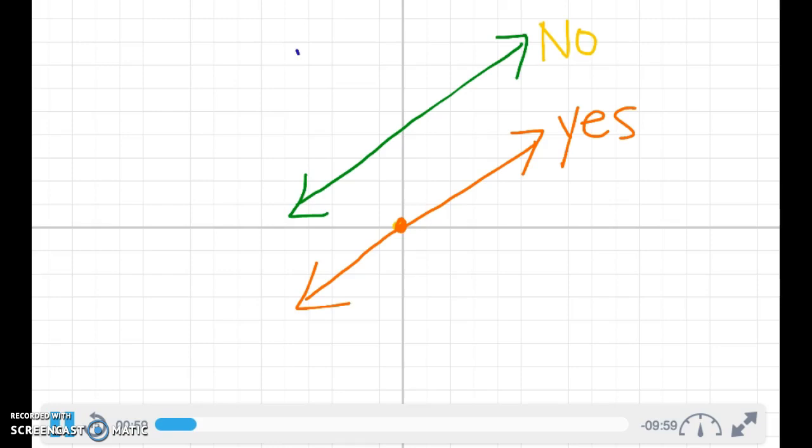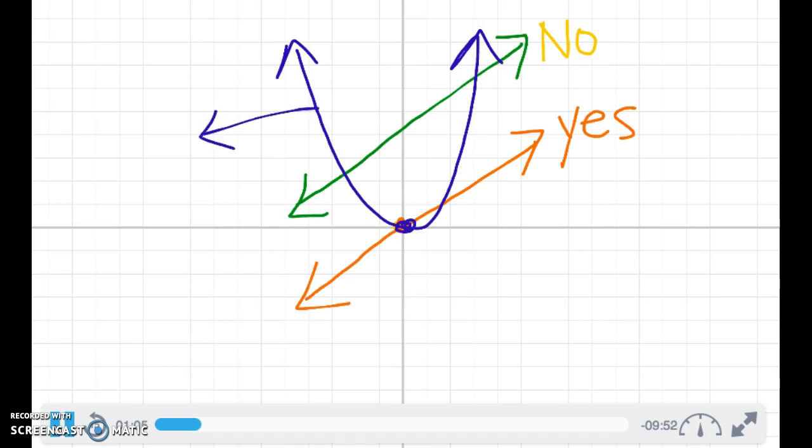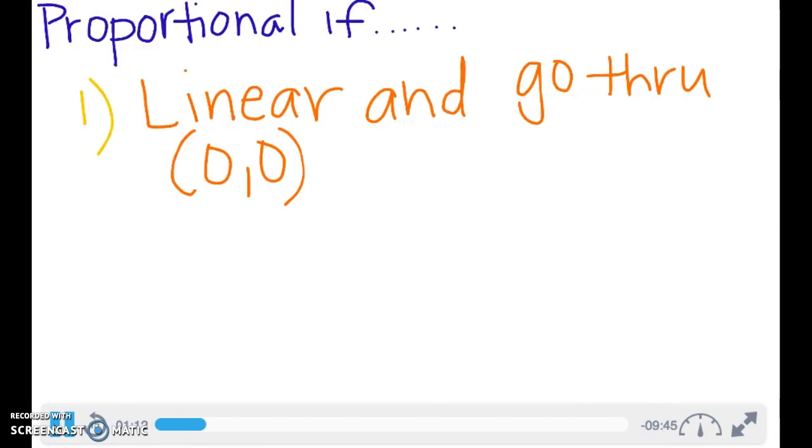Now I could draw another one like this, kind of like a U shape. It goes through 0, 0, but it is not a straight line, so that one is not proportional. So that's how you can tell if you have a graph whether it's proportional or not.